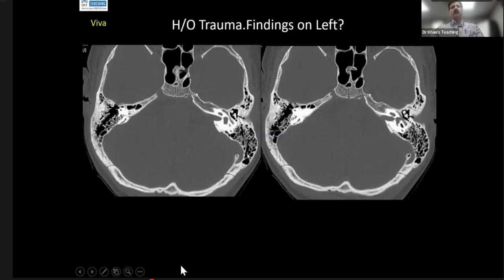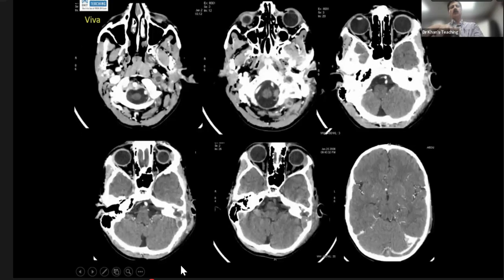Ossicles-wise? Yeah, I think the malleus and the incus are dissociated. Yes. So incudomalleolar dislocation. Okay. This case I have not given you a bone window, so let me talk through it with you. If you see it, and then I'll ask you a leading question.